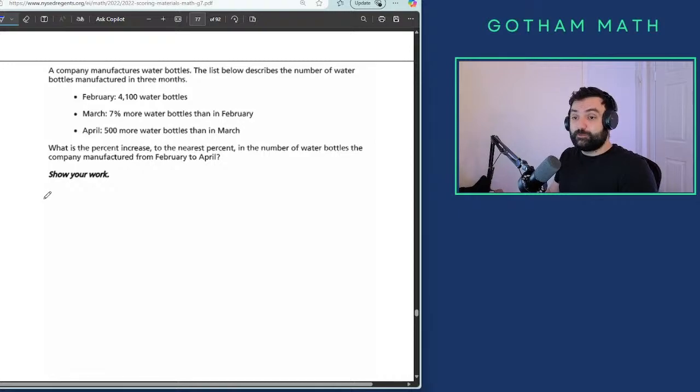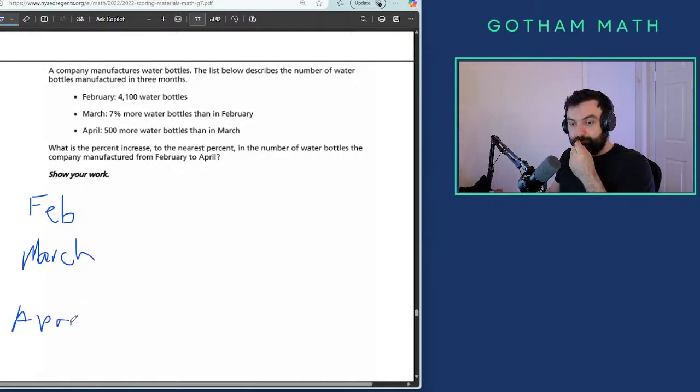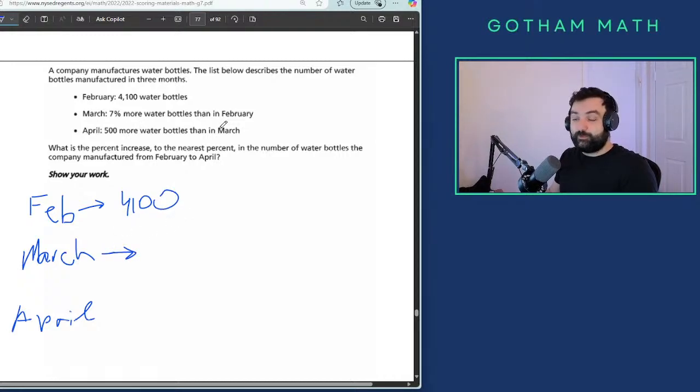So what we're going to do is write February, March and April. A good organization of the question always helps. And we're going to just find all the values of all the months, right? So it's 4,100 in February, and March is 7% more than in February, right?